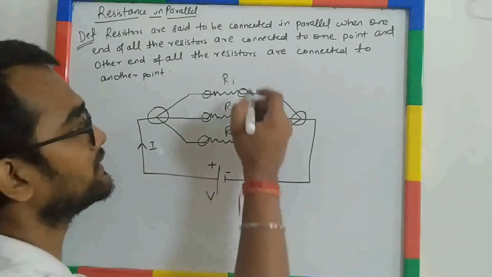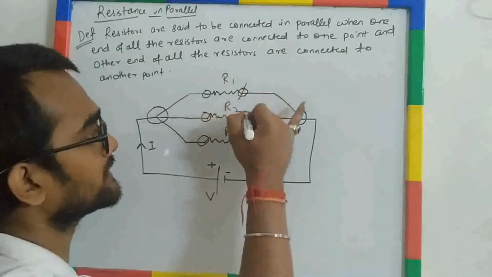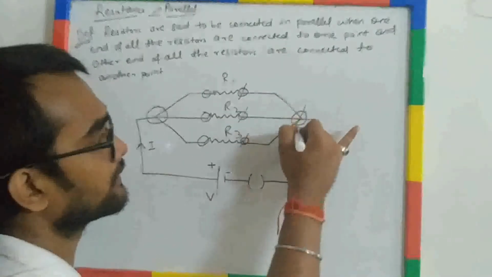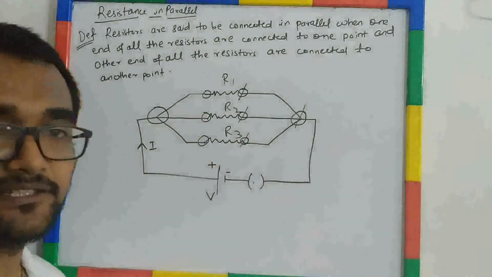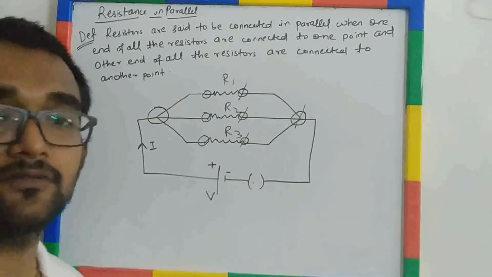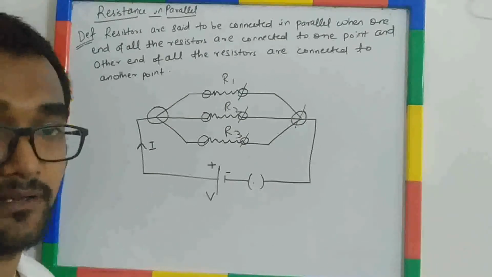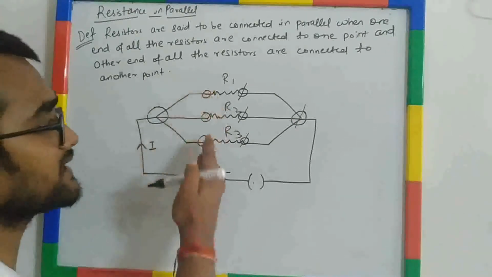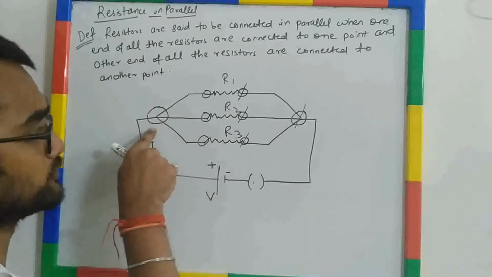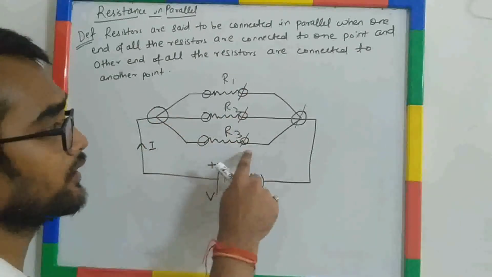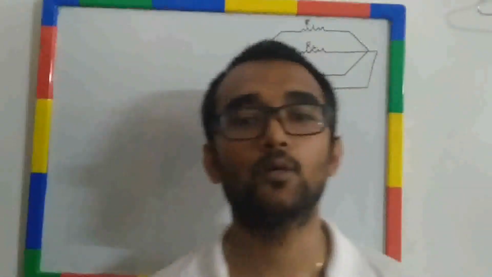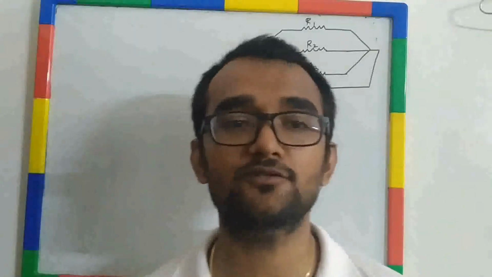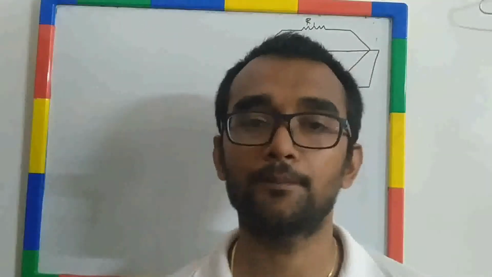For making it more clear, I will change the symbol like this. Now, you can easily identify that the three resistors R1, R2 and R3 are connected in parallel because the left hand side of all the resistors are connected to this point and the right hand side of all the resistors are connected to this point. Now we will know all the conditions which will be required for the derivation of equivalent resistance of resistors connected in parallel connection.